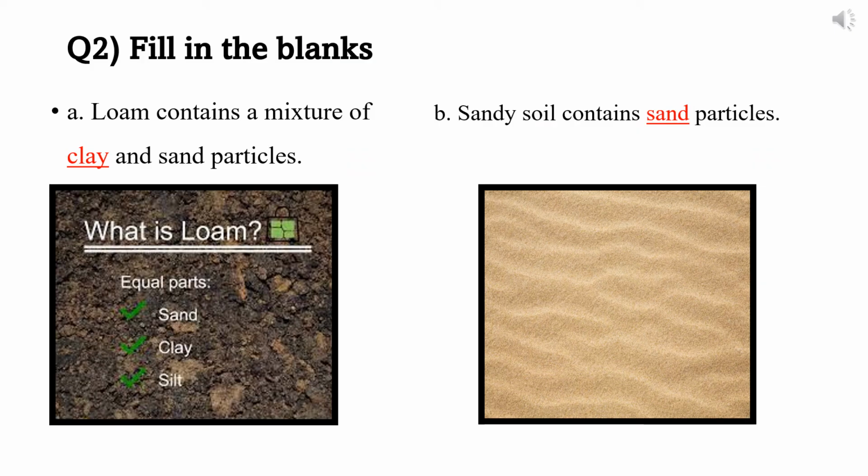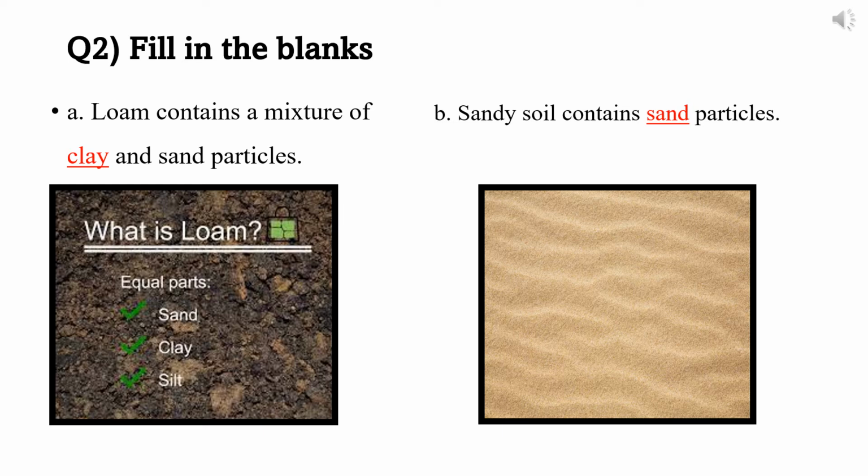Dear students, today we are going to do fill in the blanks. Let's have a look at number one. Number one is: loam contains a mixture of dash and sand particles. As you know, we have learned about three types of soil: sandy soil, clay soil, and loam. So, loam is the best type of soil. It is the fertile soil, and healthy crops can grow in it. A loam has equal parts of sand, clay, and silt.